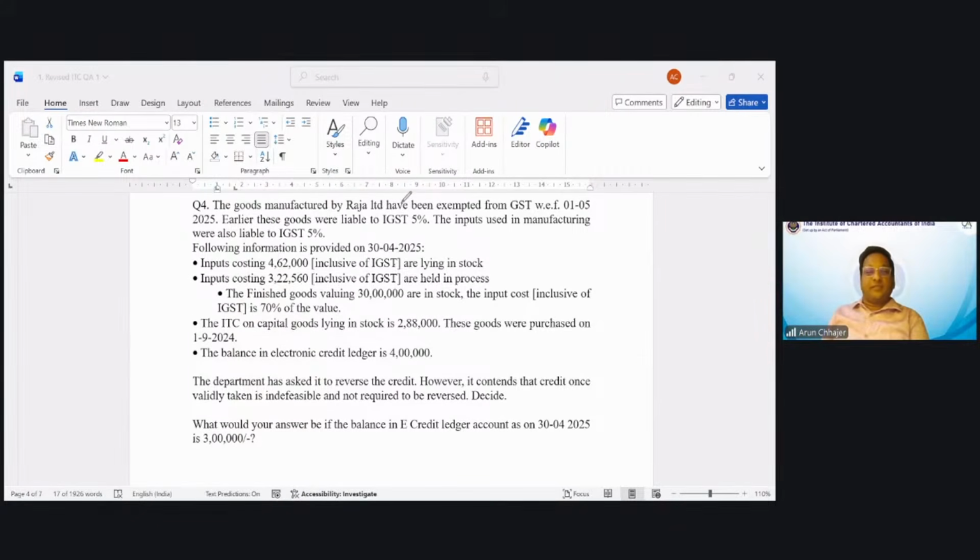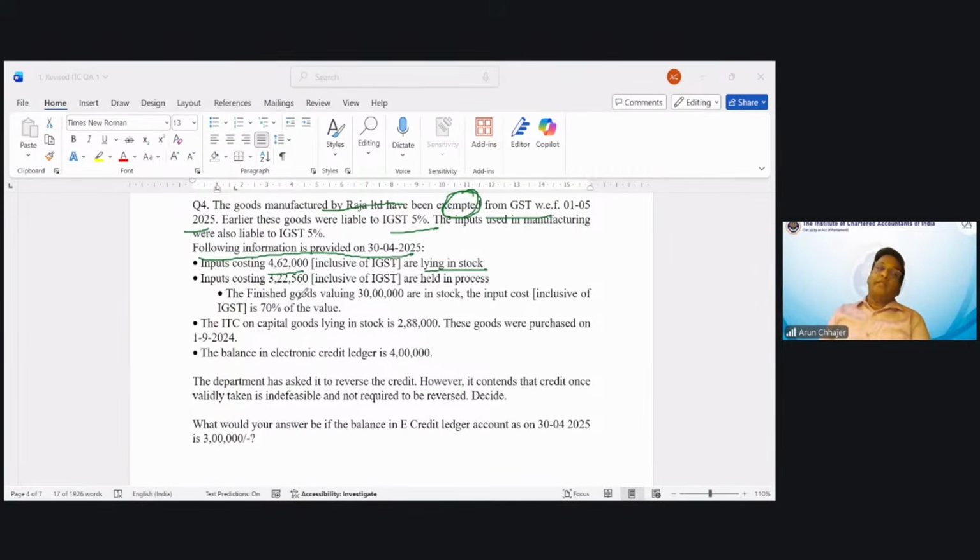The goods manufactured by Raja have been exempted from GST with effect from 1st May 2025. Earlier, goods were liable to GST at the rate of 5%. Inputs used in the manufacture were also liable to GST at 5%. The following information is provided on 30th April: inputs costing 4,62,000 are lying in the stock.